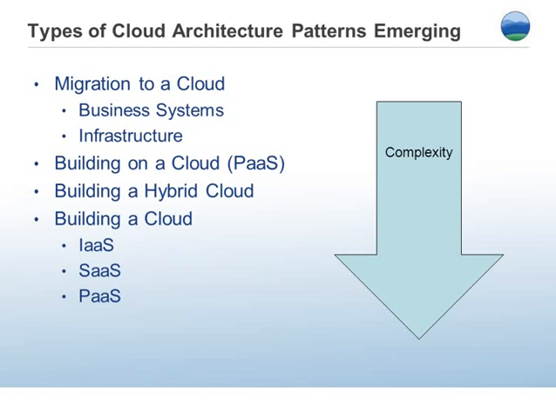So we're building on clouds, such as platform as a service. In other words, we're building clouds within platform as a service clouds. We're building hybrid clouds, the ability to kind of mix and match private and public. And then building certain types of clouds. We're building them from scratch: infrastructure as a service, software as a service, platform as a service.